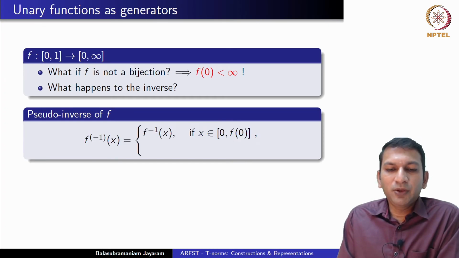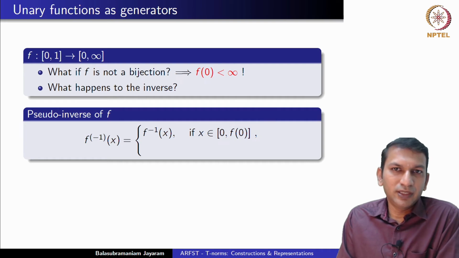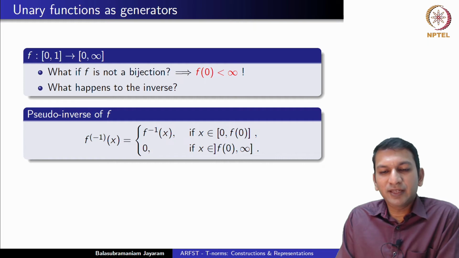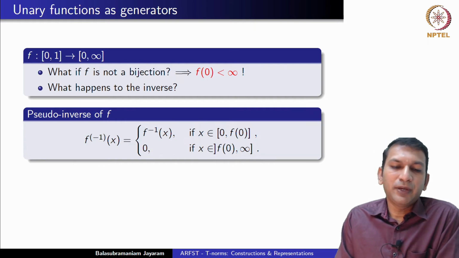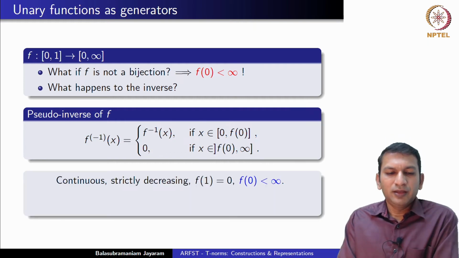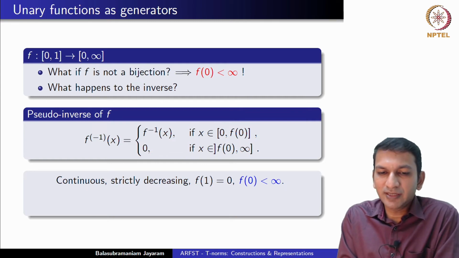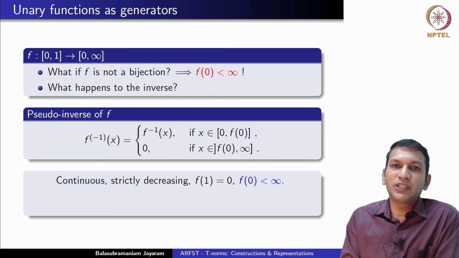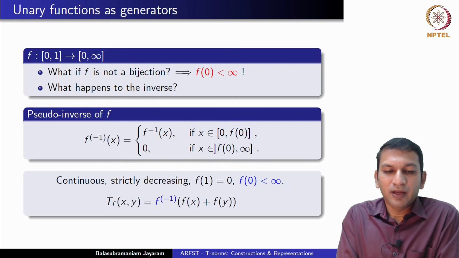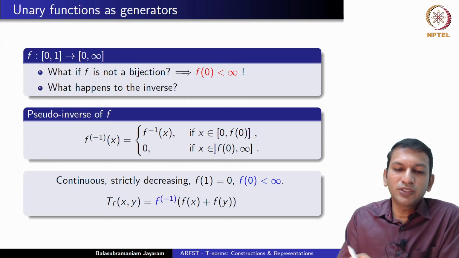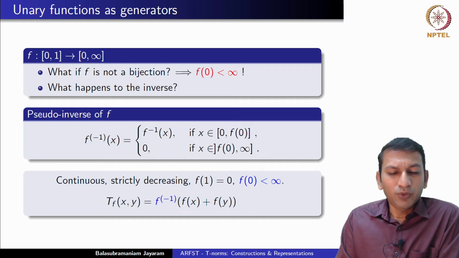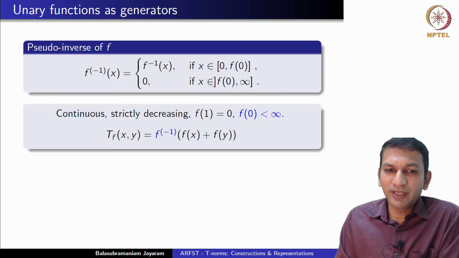So if x belongs to the interval 0 to f of 0, then it is the usual inverse. If it is greater than f of 0, then we map it to 0. So now consider an f which is continuous, strictly decreasing, f of 1 is 0 and f of 0 is less than infinity. And use the same definition of Tf, except that instead of the inverse, let's use the pseudo inverse. Now once again it can be shown that this turns out to be a T-norm.